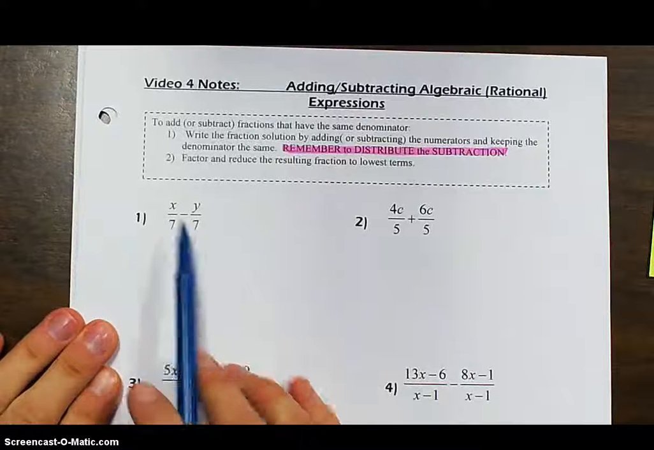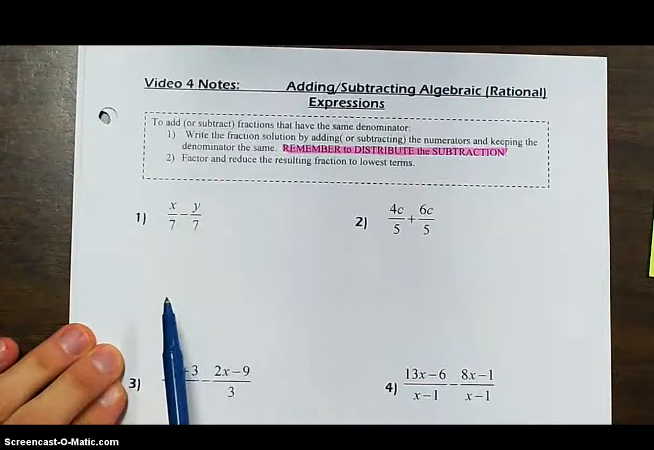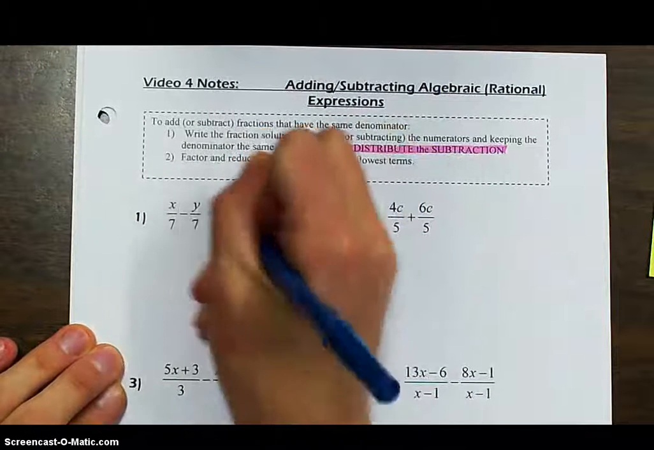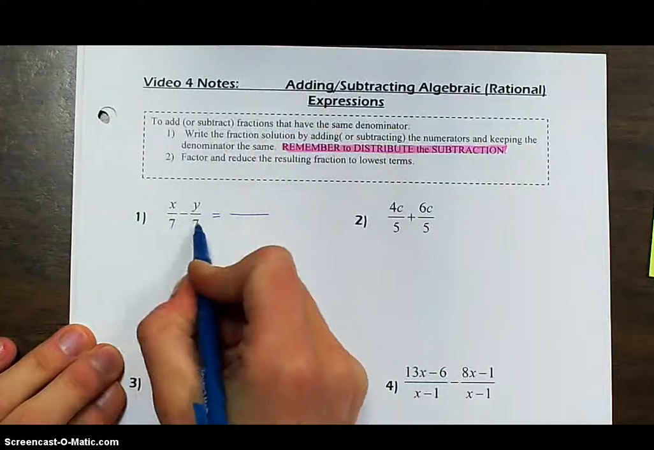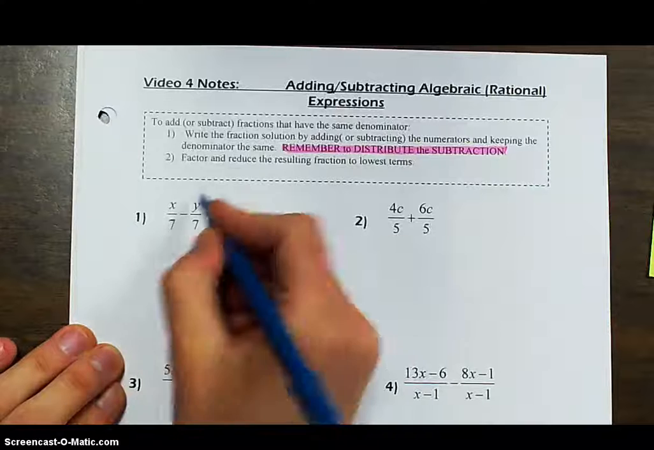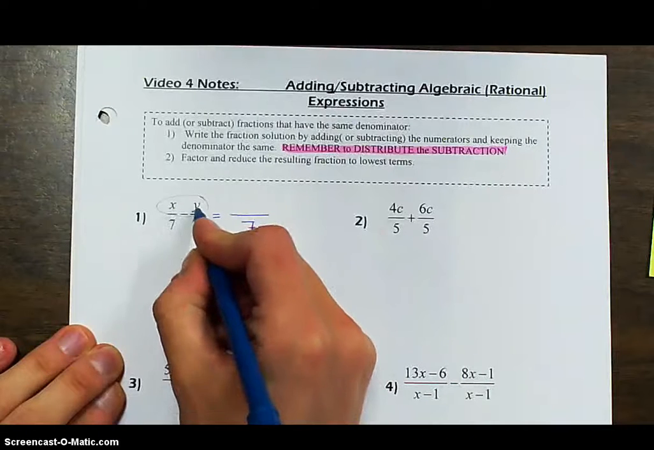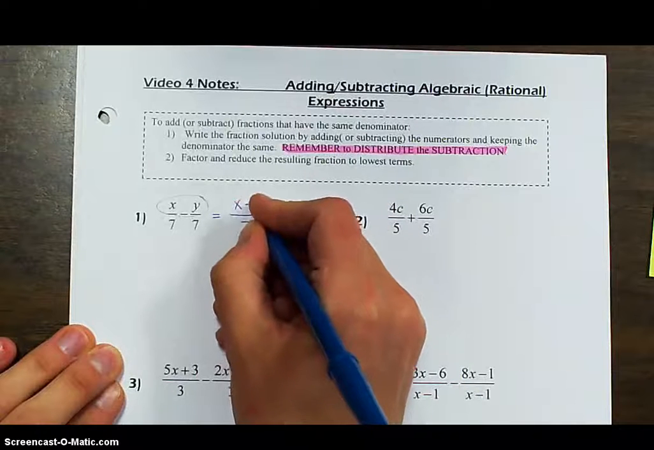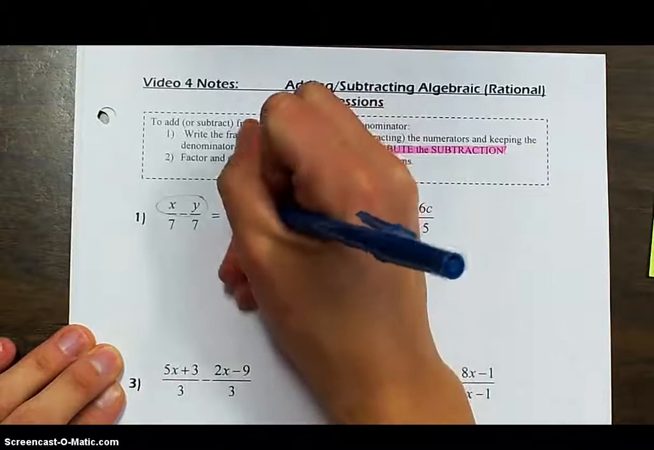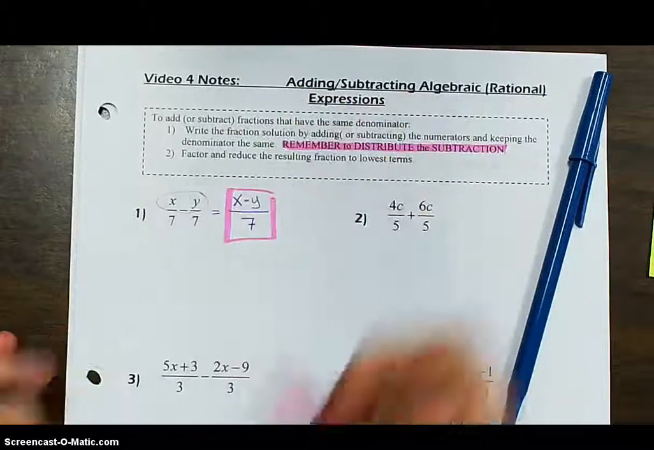So number 1, we have a fraction minus a fraction. The first thing you need to do is check to see, are your denominators the same? A 7 and a 7. So that means when we subtract, the denominator stays the same. It's going to stay as 7. Then we're going to combine the numerators, so it's x minus y. We cannot combine any of those terms because an x and a y are not like terms. So that is our final answer: x minus y all over 7.